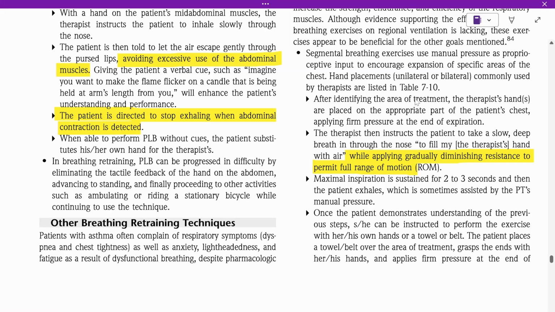After identifying the area of treatment, the therapist's hands are placed on the appropriate part of the patient's chest, applying firm pressure at the end of expiration. The therapist then instructs the patient to take a slow, deep breath in through the nose to fill my hand with air while applying gradual diminishing resistance to permit full range of motion.